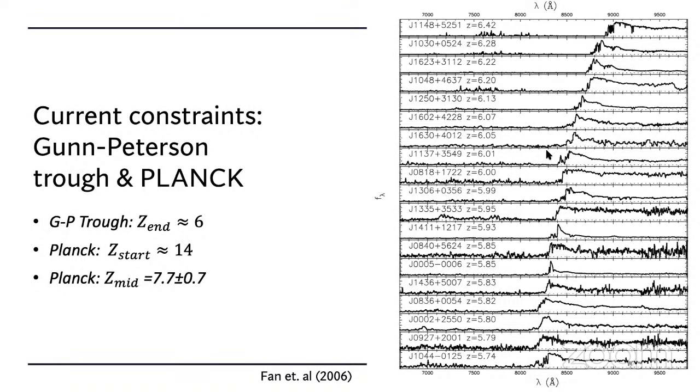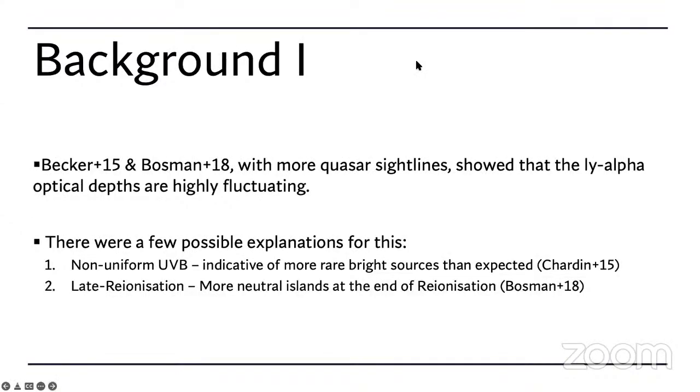And on this right plot here, from Fan et al., from a dozen or so quasar spectra, and how the prominence of the Gunn-Peterson trough falters with redshift, we can say that reionization must have finished by a redshift of 6. But as we've got more spectra, notably from Becker and Bosman et al., we see that the Lyman alpha optical depths are highly fluctuating, implying there is a great variability in the spectra of quasars.